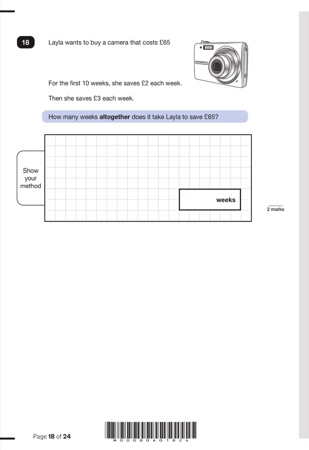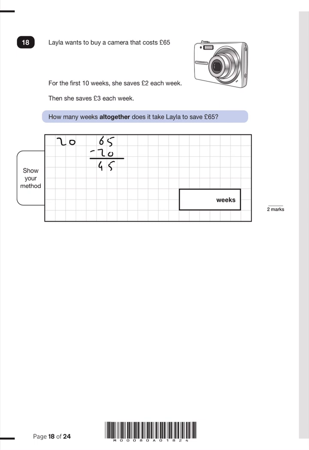Number 18. Layla wants to buy a camera that costs £65. For the first 10 weeks, she saves £2 each week. Then she saves £3 each week. How many weeks altogether does it take Layla to save £65? So 10 weeks, £2 each week. So 2 times 10, that's £20. Then she saves £3 each week. So she has 20. She wants 65. So she needs another £45.